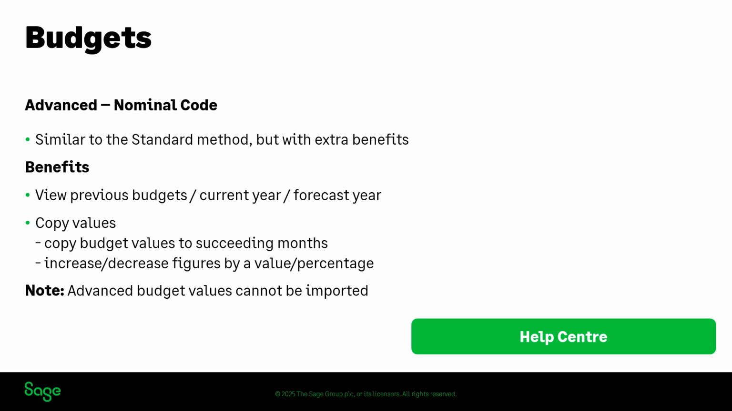Now, I would say one big limitation of the advanced method compared to the standard method is that with the advanced method, you can't import your budget figures. You've got to enter them manually. Whereas if you attended part one, you looked at standard, you might remember that as part of importing nominal records, you can also include budget figures, but you can't import into the advanced budgeting area.